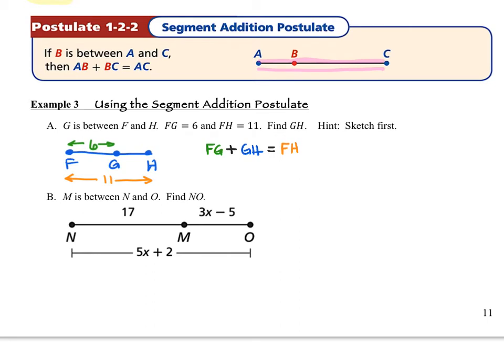Okay, now let's plug in the values. So at this point, you can see how simple it is to solve. We are going to subtract 6 from both sides, and we end up with GH is equal to 5.